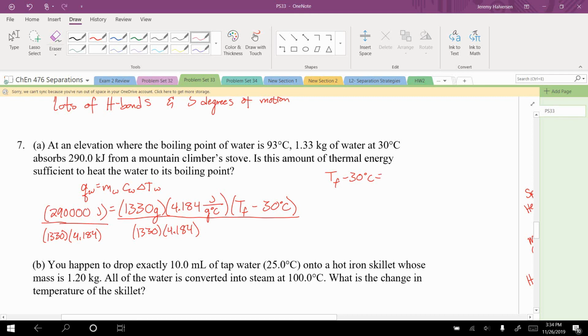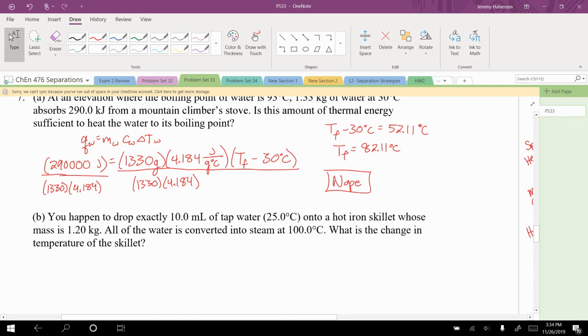Okay. All right, so what I get is that T final minus 30 degrees equals 52.11, and you can check the units, but the units are going to come out to degrees Celsius. And so then I add the 30 over to the other side, and I get 82.11 degrees Celsius. Is that correct? Yep. T final is 82.11. Is that my answer? No, because the question is, is this enough thermal energy to heat the water to its boiling point? Nope, it's only going to heat it to 82.11 degrees Celsius, not 93.